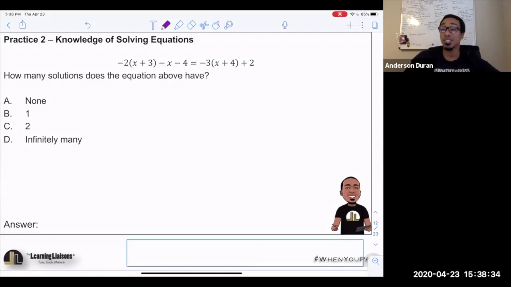Share your answer. Let us know if it was a guess. Let us know if you were just completely lost. Let us know honestly. Go. So, lots of answers. Some are saying A, some are saying D, some are saying B. So it looks like we're all over the place here as well. And that's completely okay. That's why we're here.